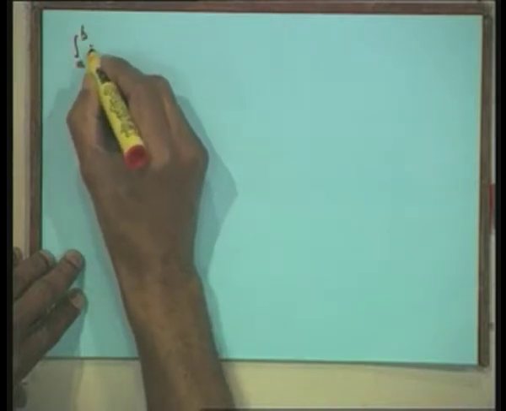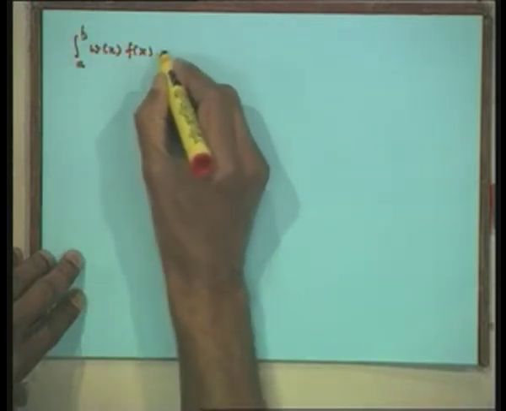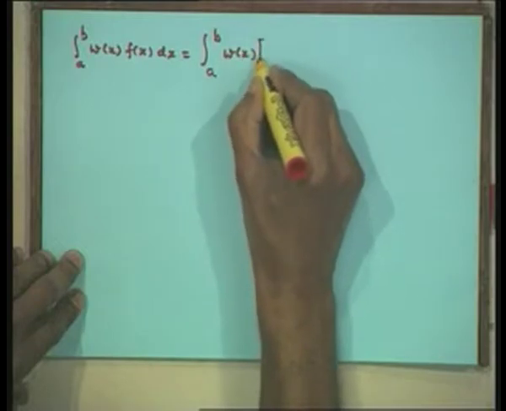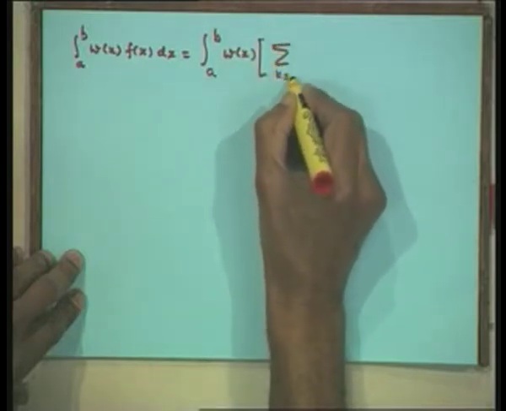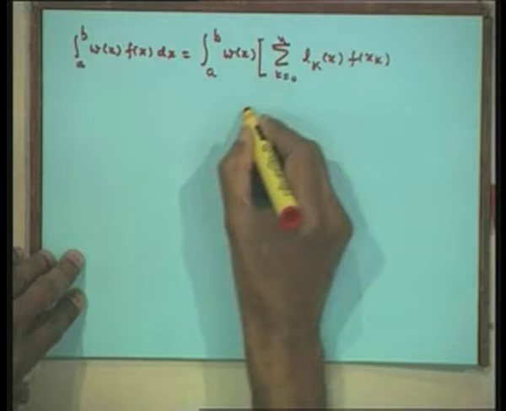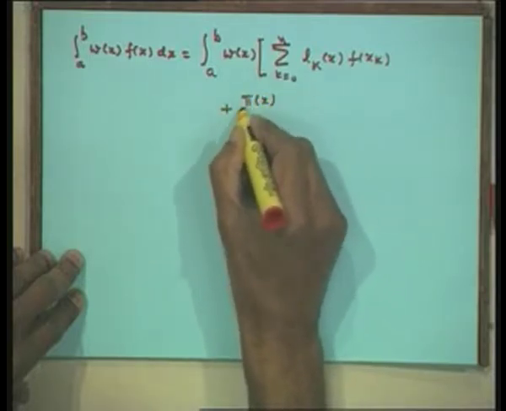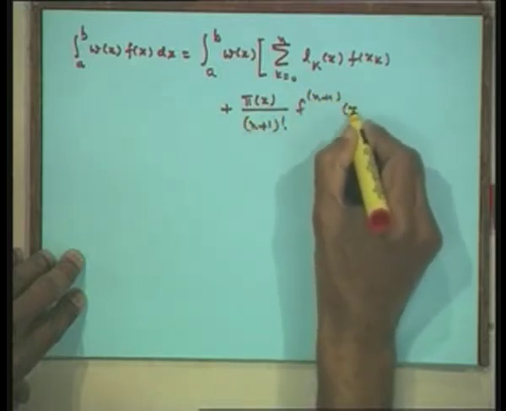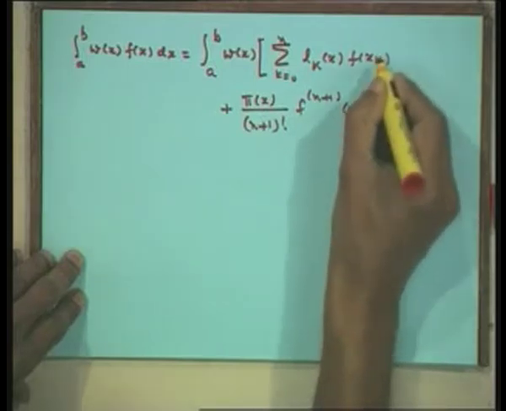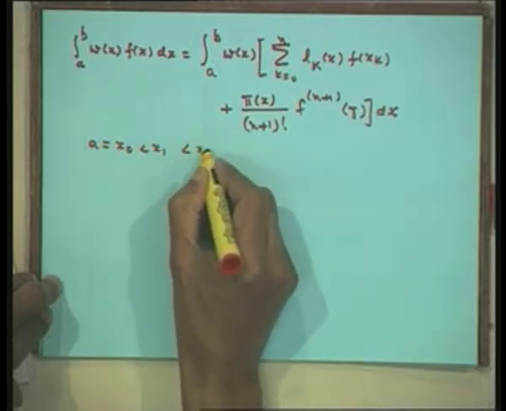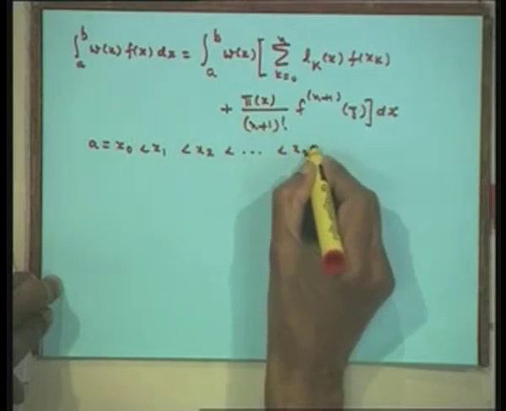Therefore, we write integral a to b w x f x dx is equal to integral a to b w x into summation k is equal to 0 to n L k x f of x k plus pi x upon n plus 1 factorial f n plus 1 xi dx, where the abscissas x k's are given by a is equal to x naught less than x 1 less than x 2 and so on less than x n is equal to b.